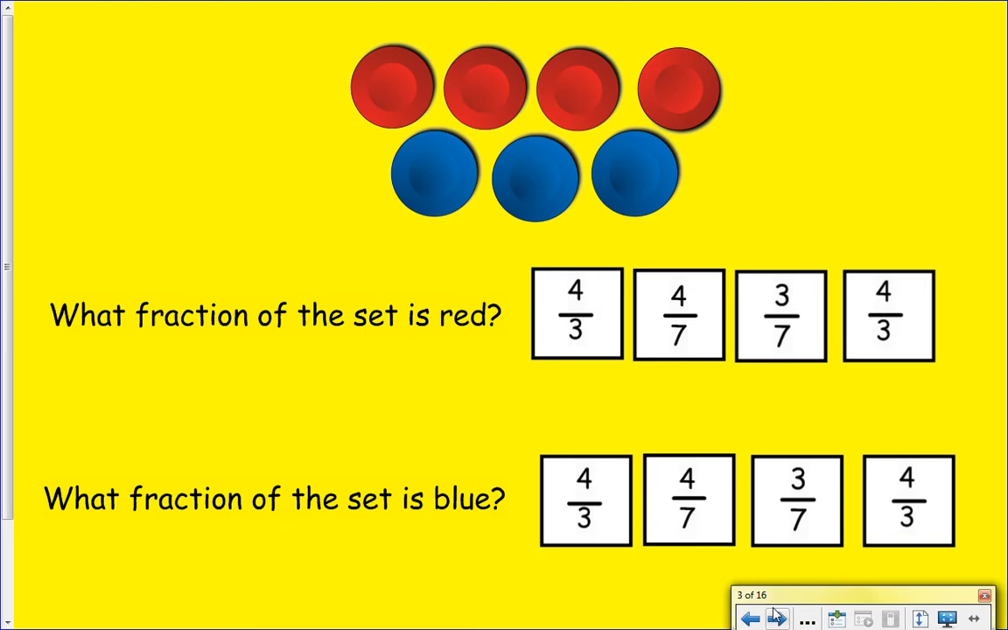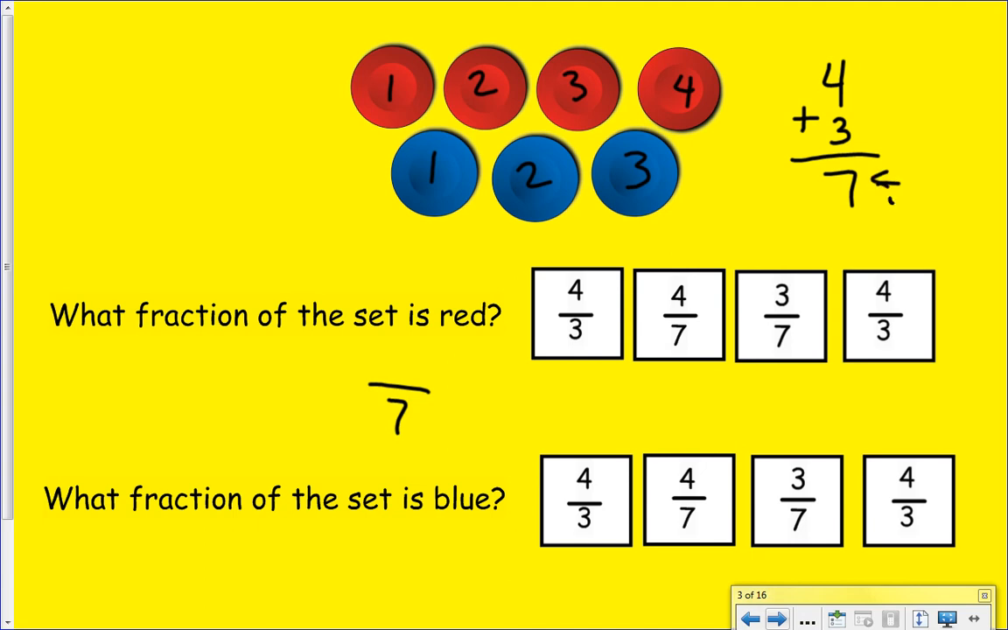Okay, so looking at this set of counters, we've got 1, 2, 3, 4 reds, and 1, 2, 3 blues. Okay, and what it's asking us is what fraction of the set is red. So first of all, I need to count how many total counters I have. So I have 4 reds and 3 blues. So that gives me a total of 7 counters. So my whole number is a 7.